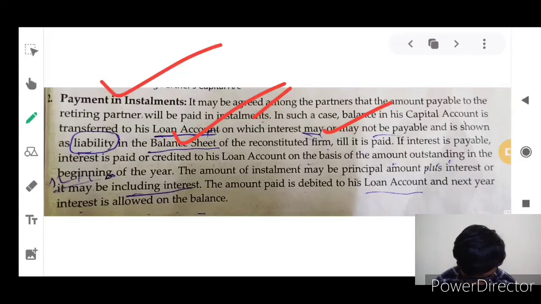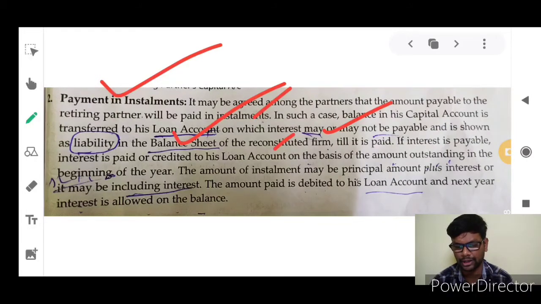And it's shown on the liability side of the balance sheet. As I told you already, as soon as the loan account is created for the particular partner who is retiring, that loan account should immediately be transferred to the liability side of the reconstituted firm's balance sheet, isn't it? Okay, till it is paid, if interest is payable, interest is credited to his loan account on the basis of the amount outstanding at the beginning of the year.